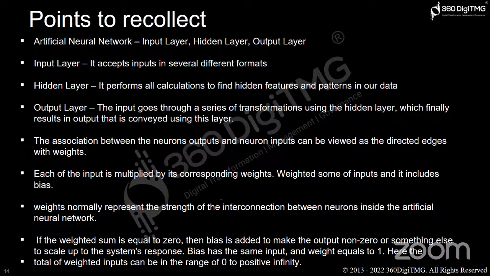If the weighted sum is 0, then we add bias to make sure that we are getting a non-zero output. Okay, that means we are not trying to have a null response. Bias has the same input and weight equals 1. The total of weighted inputs can range from 0 to infinity. They cannot fall below 0. If your weights are, for whatever reason, going below 0, in that context, you have made some mistake. All right, so this is the theoretical part of neural networks.